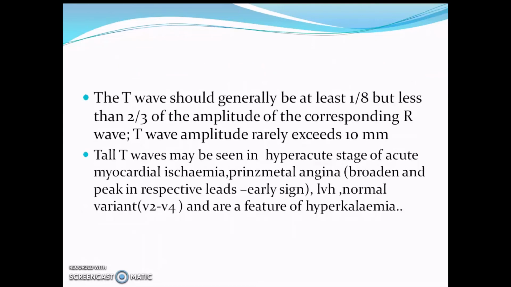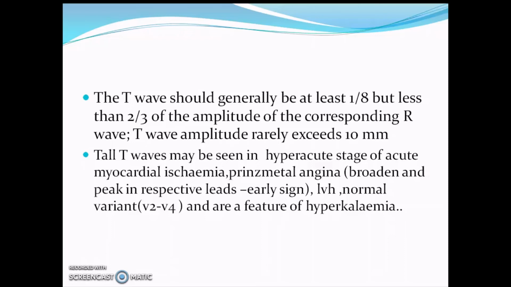So the T wave should generally be at least 1/8 to 2/3 the amplitude of the corresponding R wave. The T wave is usually less than 10 mm. Tall T waves are seen in the hyperacute stage of acute myocardial infarction, Prinzmetal angina, left ventricular hypertrophy. It might be a normal variant also in V2 to V4 in young males, in a case of early repolarization syndrome, and also a feature of hyperkalemia.